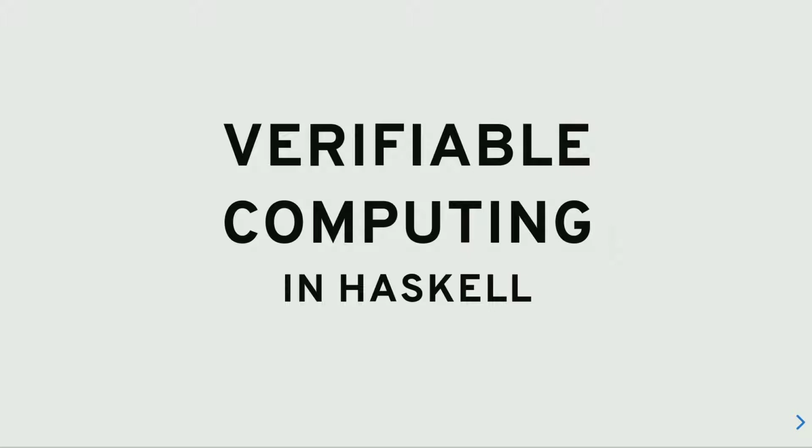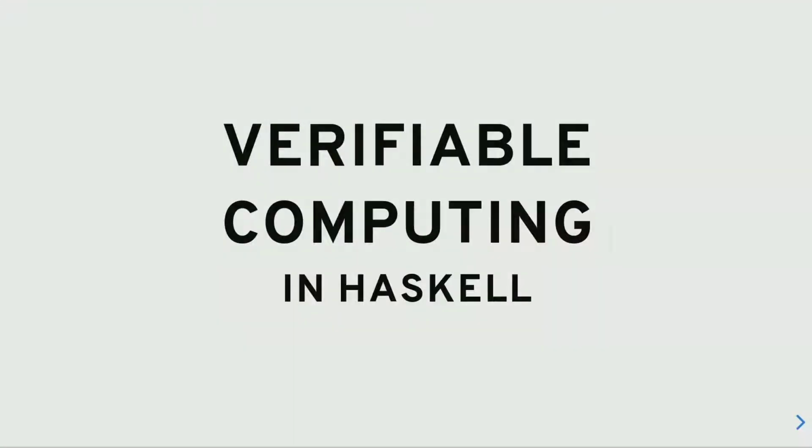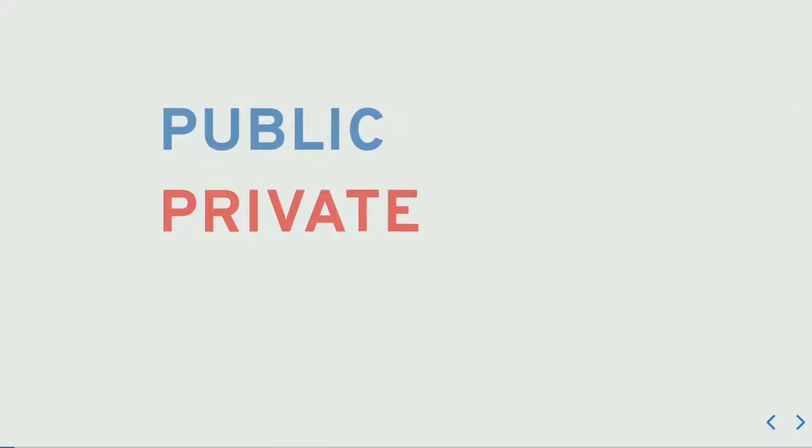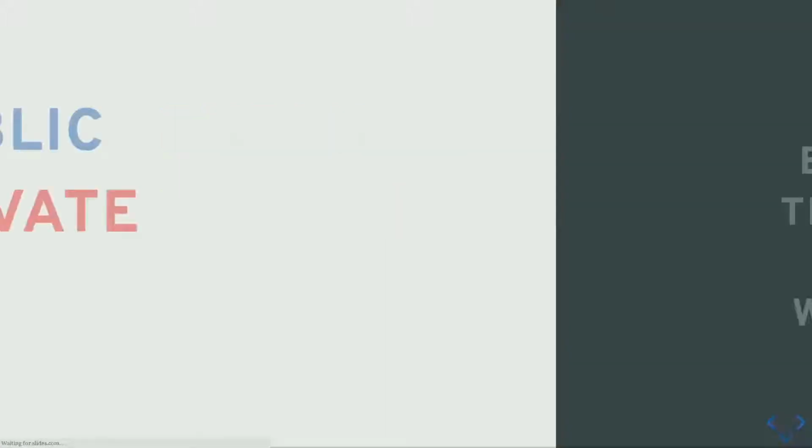Today I'm going to talk about verifiable computing in Haskell. I'm going to touch upon three things. Firstly, what is it? Then, why do we want it? And then I'm going to give a description of the general process, and then a more detailed description of the first bit of the process. Right, just some conventions I'm going to use throughout this talk. Public information is going to be in blue, private is going to be in red. Fairly straightforward.